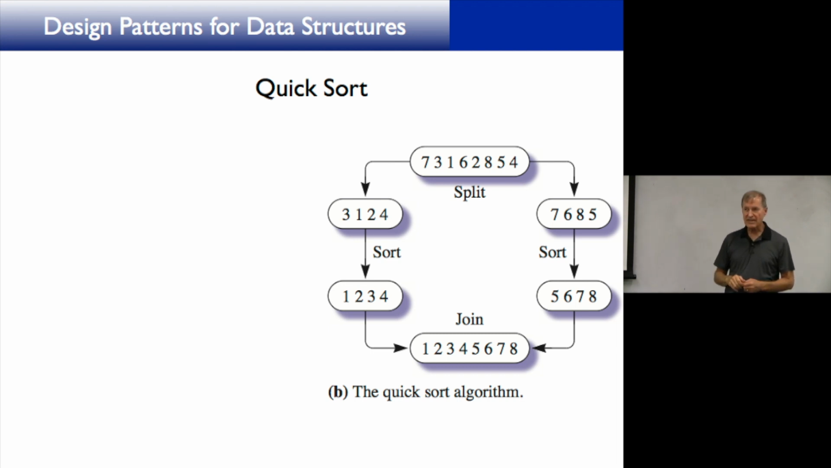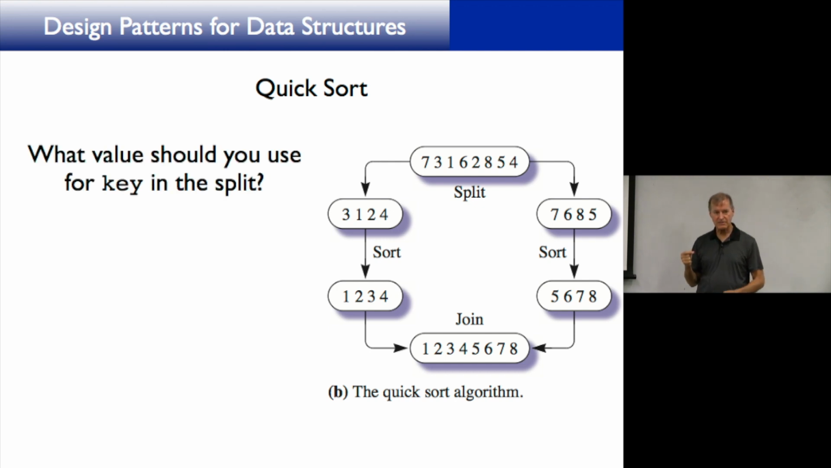Now, let's think about this for a minute. How are we going to segregate those elements so that the smallest ones are on the left and the largest ones are on the right? We obviously are going to have to do what with each value? We're going to have to compare it with a what? Key. With a key value. Do you see what we're saying? All right. So my question is, what is that key value that you should use for the split?